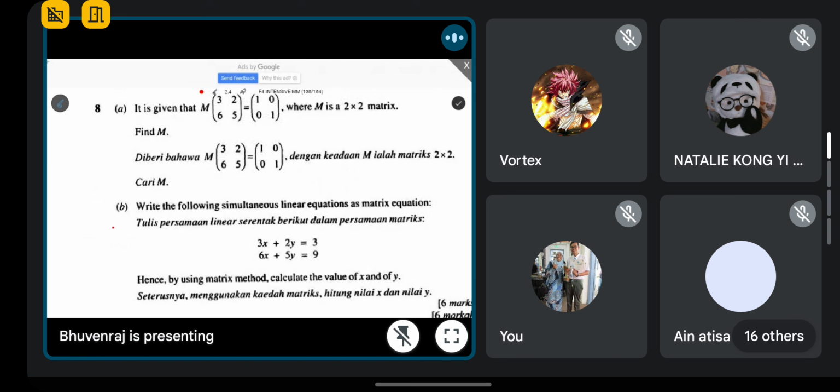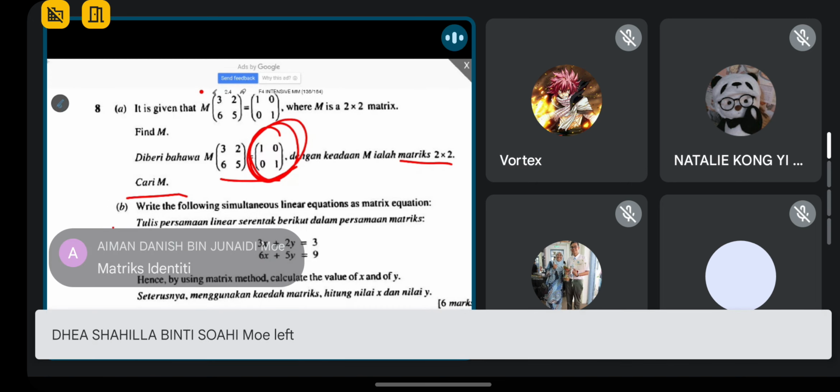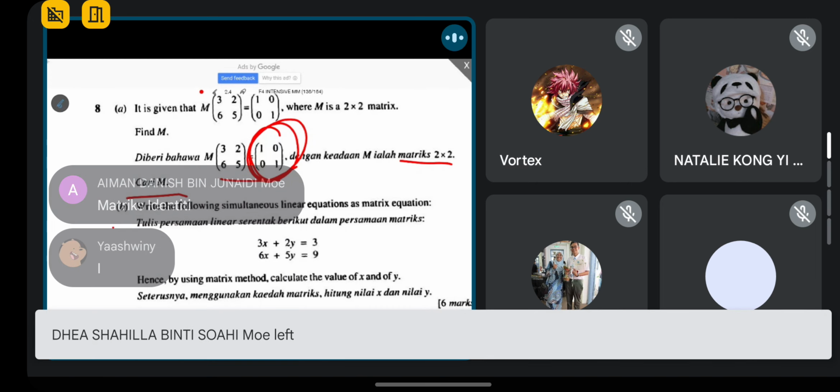Let me see. Okay, this one. Can you all find out what is the matrix of M over here? Cuba cari matrix M kat sini. You must know, guys, what do we call this? Apa kita panggil yang ni? This type of matrix? Yes, identity matrix, correct.